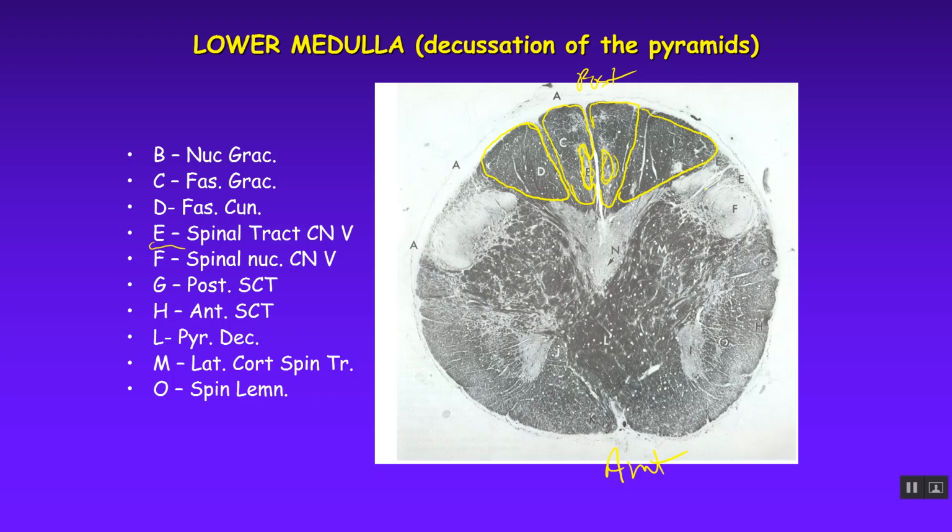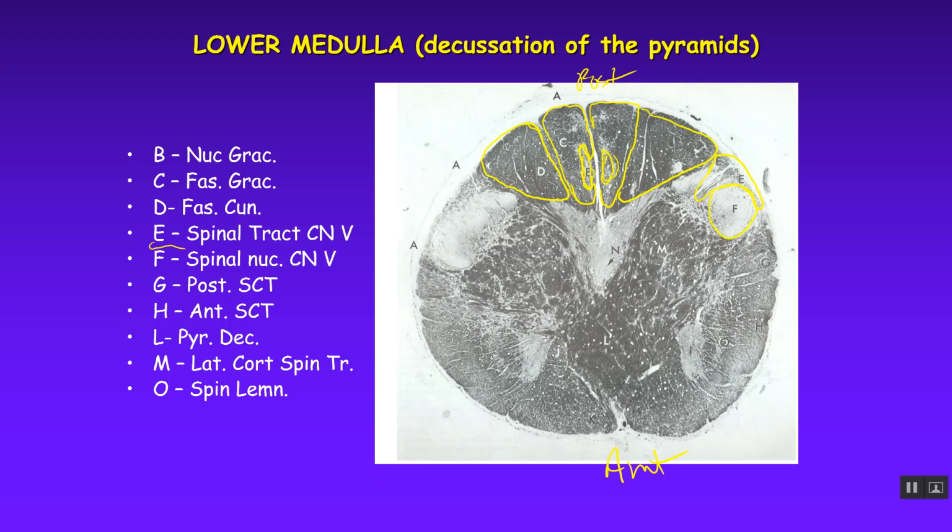is going to be what's called the spinal tract. They have E here too, so it's this region in here. Spinal tract of cranial nerve number 5, and F is the nucleus.